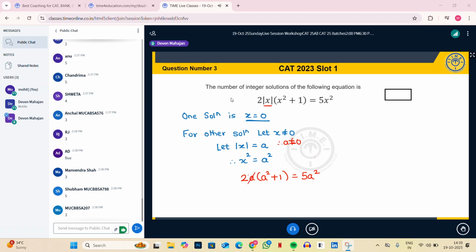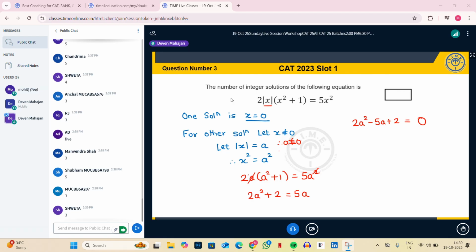So when you divide both sides by a, square right hand side से निकल जाएगा. And you get 2a square plus 2 is equal to 5a. Take 5a to the left hand side, I'll get 2a square minus 5a plus 2 equal to 0. Now when we solve this quadratic equation, we need two numbers whose product is 4. 2 into 2, product चाहिए 4 and sum चाहिए -5. Product 4 sum -5 ऐसे numbers होते हैं -4 and -1.